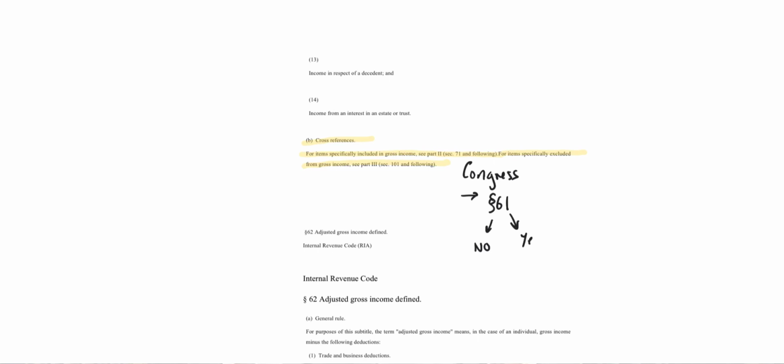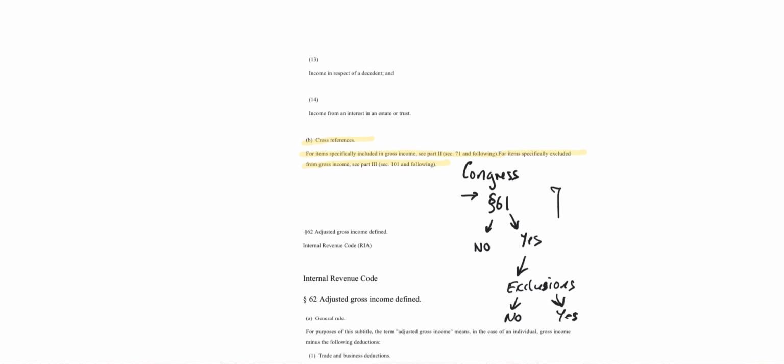If you do have section 61 gross income, then you go on to part 3, right? Are there any exclusions? If there's an exclusion, then it's not reported on the tax return. But if there's no exclusion, it is reported on the tax return. So again, if there's no exclusion, it's reported. If there is an exclusion, it's not reported on the tax return.